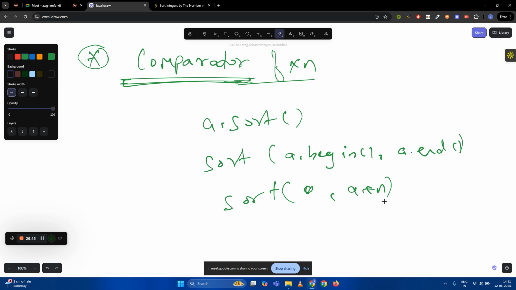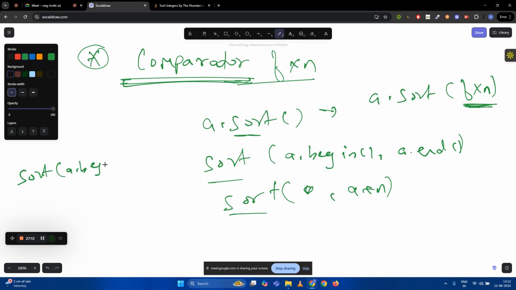There is a third parameter with this sort function. Like in functions, we have some default parameters, right? I guess you all know default parameters. In Java also, you have a third parameter in a dot sort, and this parameter takes a callback function. Similarly, in C++ also, you have a third parameter: sort a dot begin comma a dot end comma comparator function. This is a callback function.